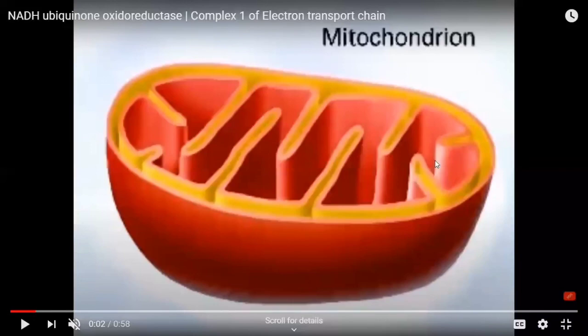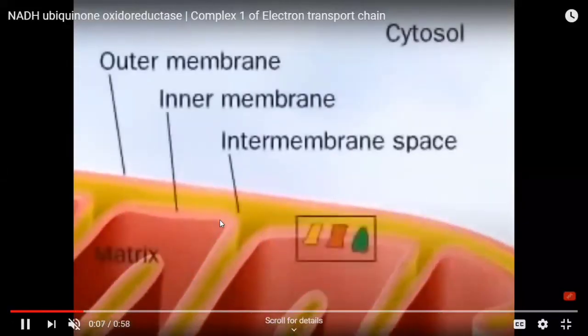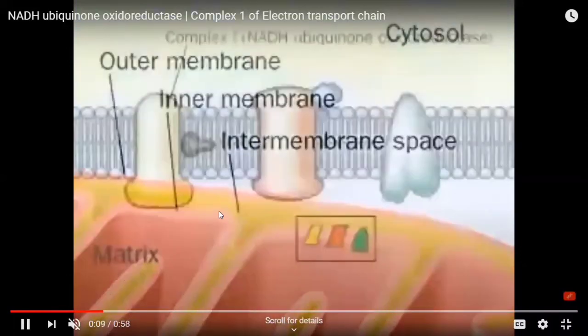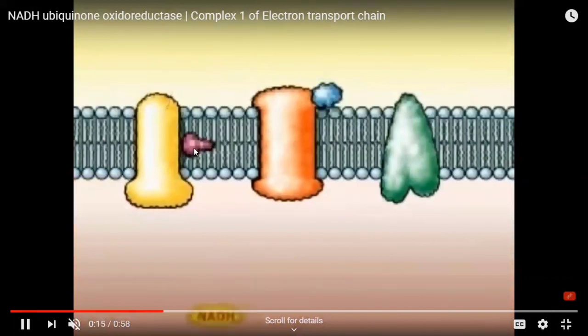The electron transport chain is located inside the inner mitochondrial membrane. So this is the mitochondria. It has the outer membrane and the inner mitochondrial membrane. The space between the outer mitochondrial membrane and the inner mitochondrial membrane is the intermembrane space. So this is complex 1, and this is the coenzyme Q.